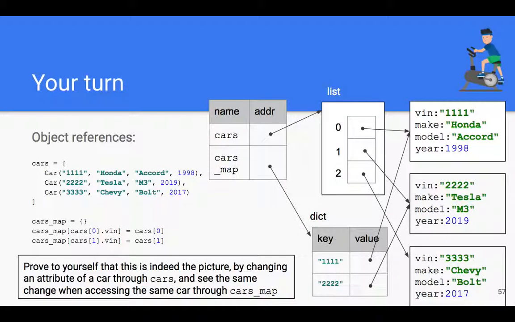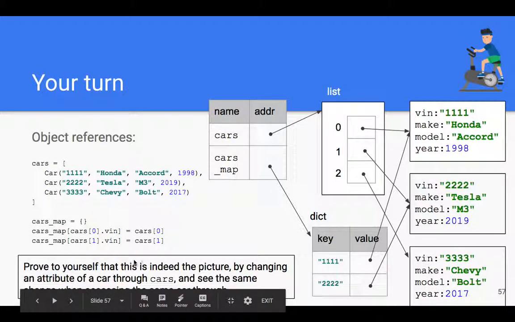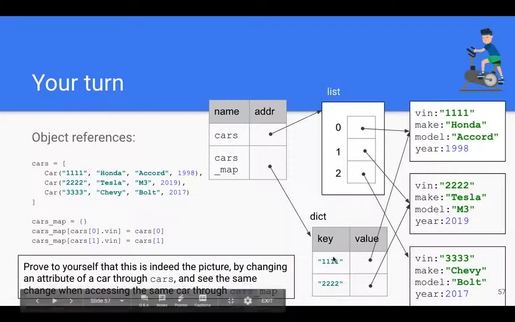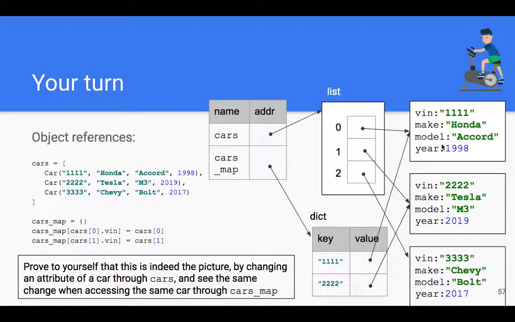Okay, so the next exercise I want you to do is really kind of prove to yourself that this is the picture. One way to do it is maybe you can go through cars, the list, and change one of the attributes in one of the instances of cars. Perhaps change the year of this object to something other than 1999.